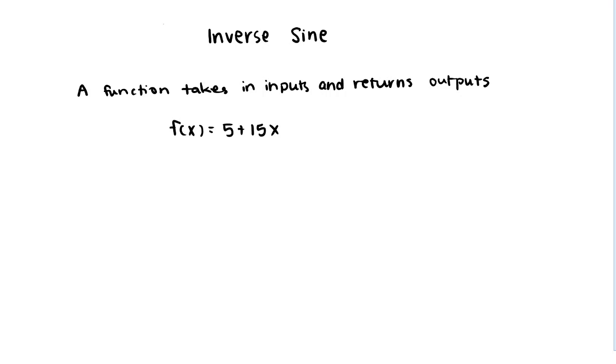And so if I have the function f of x is equal to 5 plus 15x, maybe just to give this function a little bit more meaning, let's say that the inputs here represent the amount of time a person has worked. And the outputs of this function give us the amount of money this person has earned.